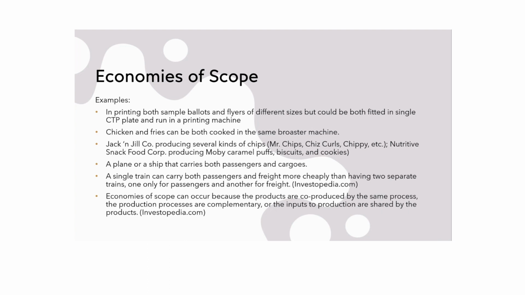Depende rin sa project, no? Kung colored yung isa black, hindi pwedeng pagsamahin sa isang plaka. Yan. Magkaibang salang yan. Okay? Kaibang molde. And then you have chicken and fries, which can be both cooked in the same roaster machine.